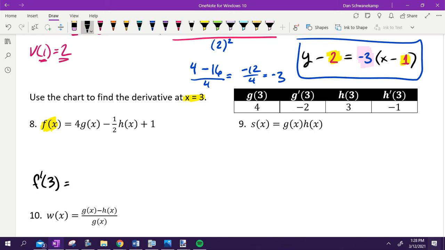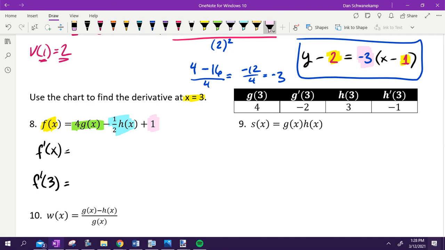Before I just jump into finding f prime at 3, the first thing I want to do is find the derivative of the function. I want to write down what f prime of x is. Otherwise, you won't get your points on this. So you want to write the derivative first. That leads us to this first one. So we're going through, it's adding and subtracting. So I want to take the derivative of each thing. So take the derivative of that, the derivative of that, and the derivative of that separately.